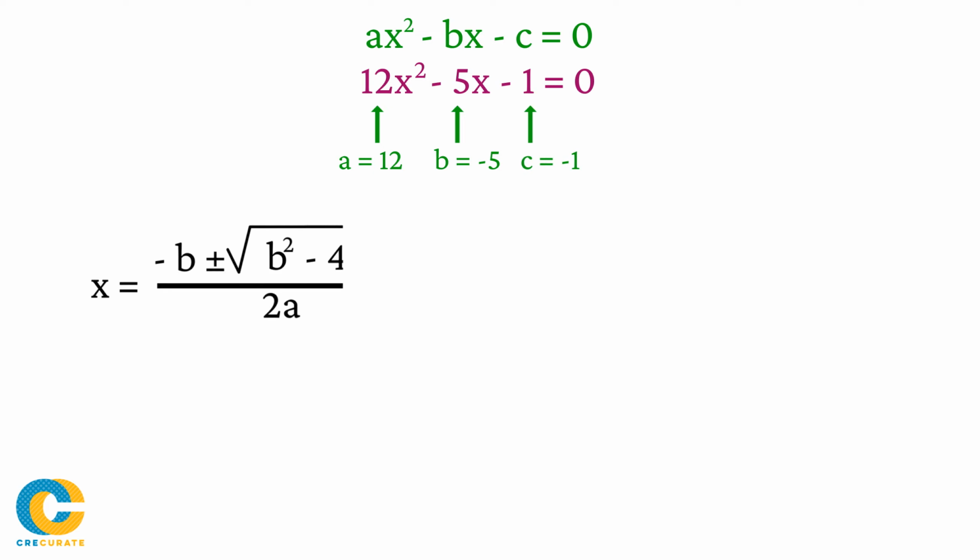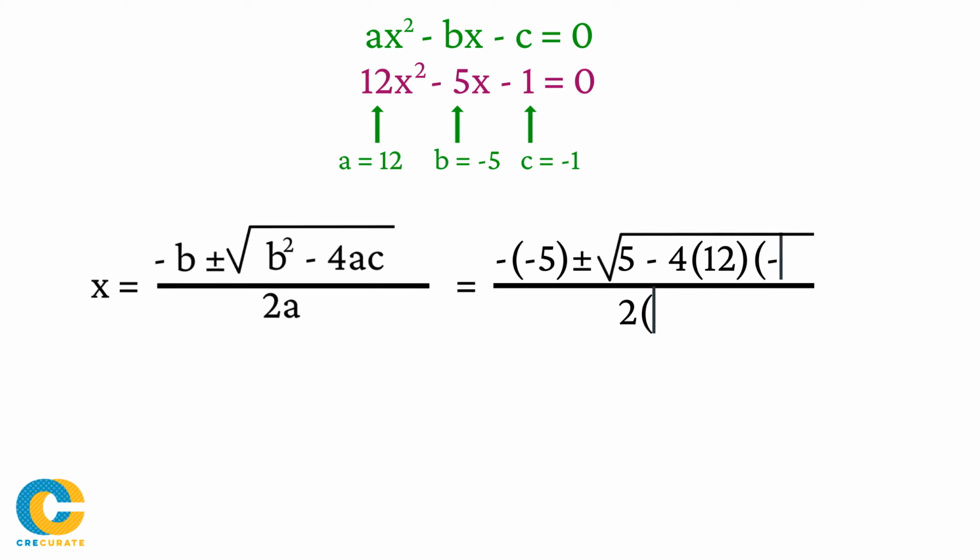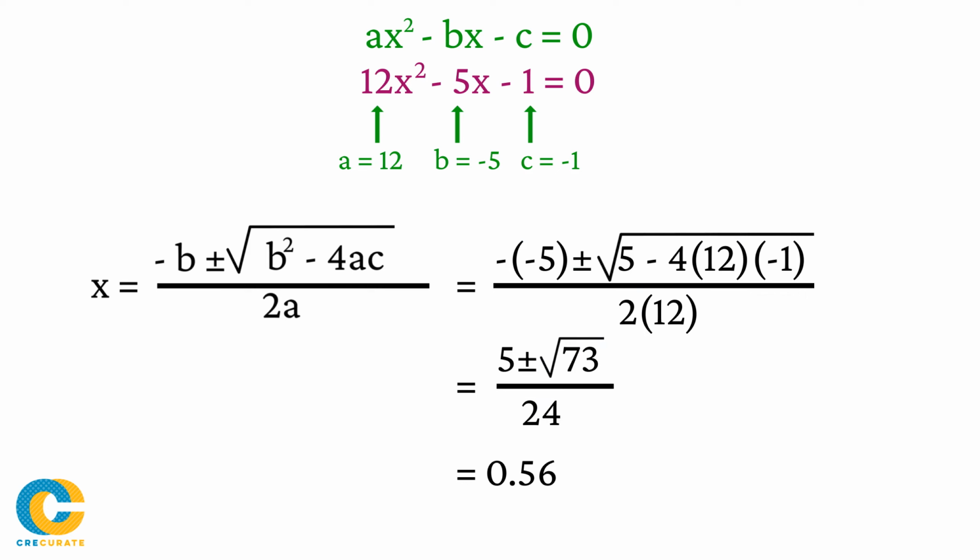Using the quadratic formula, negative b plus or minus the square root of b squared minus 4ac, over 2a, we can now find the values of x. Rounding our answers to 2 decimal places, we get 0.56 or -0.15.